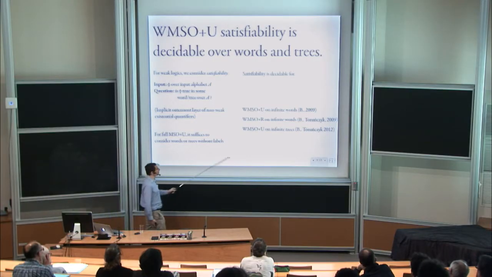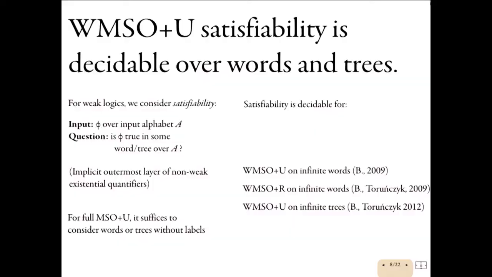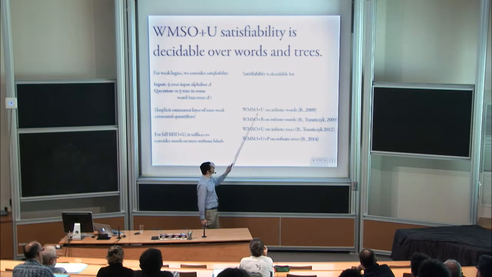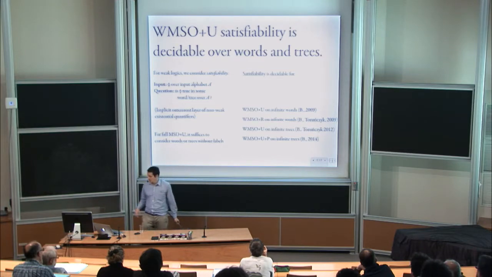Then there's a result which says that this is also true for trees. Weak MSO+U is decidable for infinite trees. And then there's a fresh result that I will tell a little bit about. This is a maximal result in this line of work, which is that weak MSO+U plus path quantifiers is decidable on infinite trees, and I'll tell you a little bit about this.